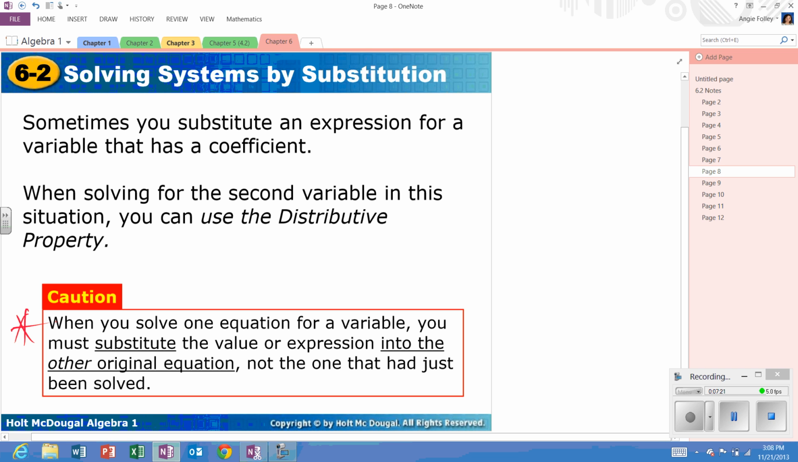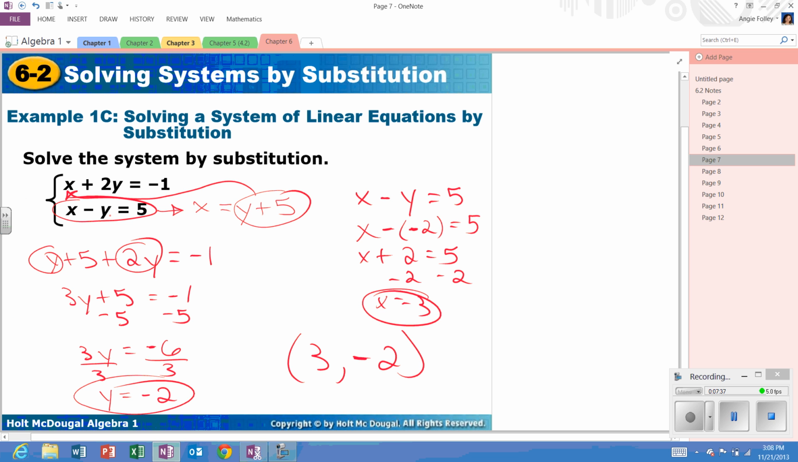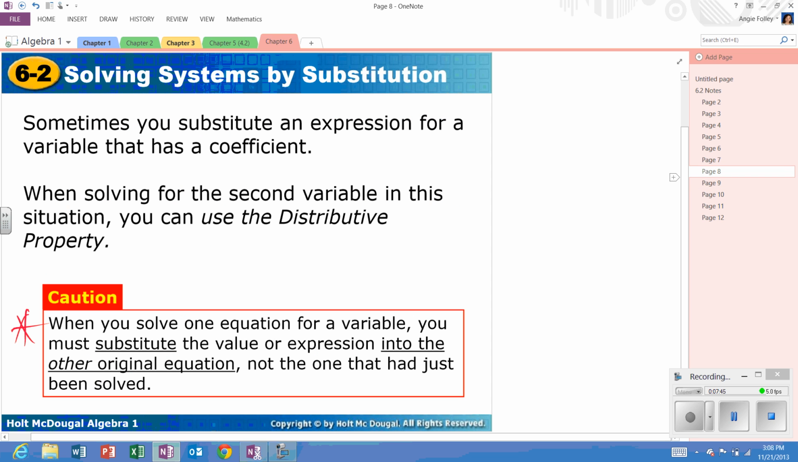Just a little caution here. If you solve one equation for a variable, you have to substitute that value or expression into the other equation, not the one that you had just solved for. So for example, on this last one that we did, when we solved it for x, we had to plug it into the other equation. We can't plug it back into the same equation. You won't get the right answer.